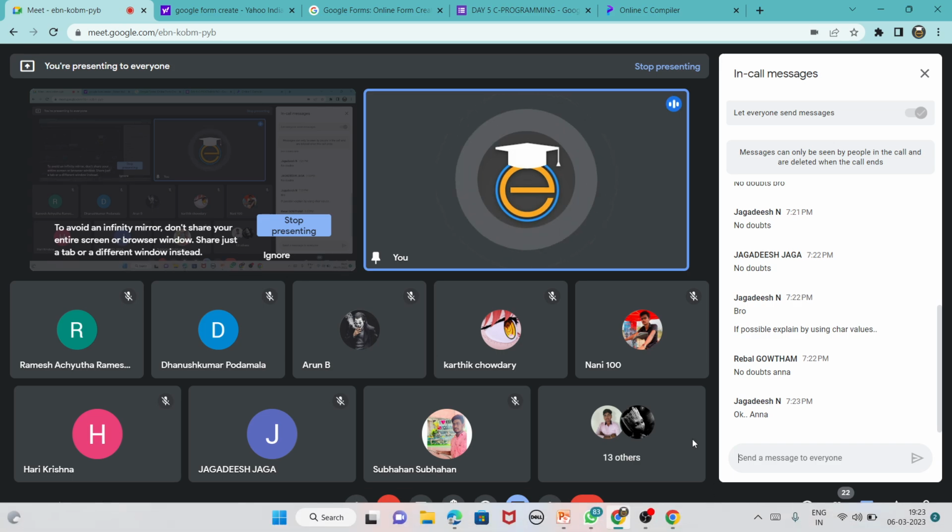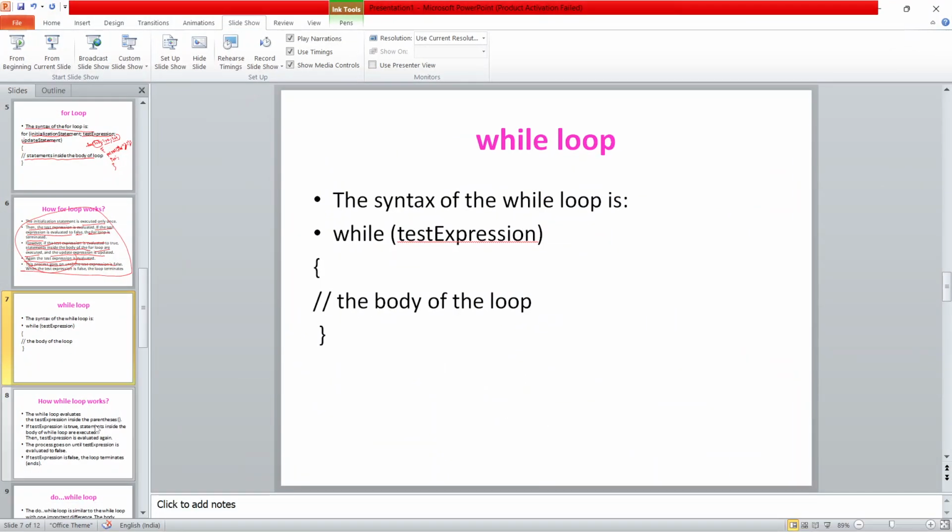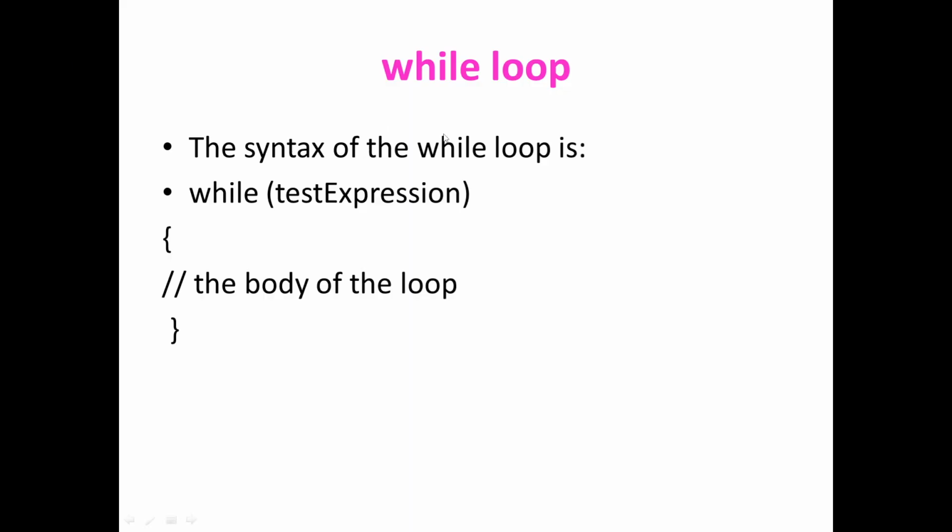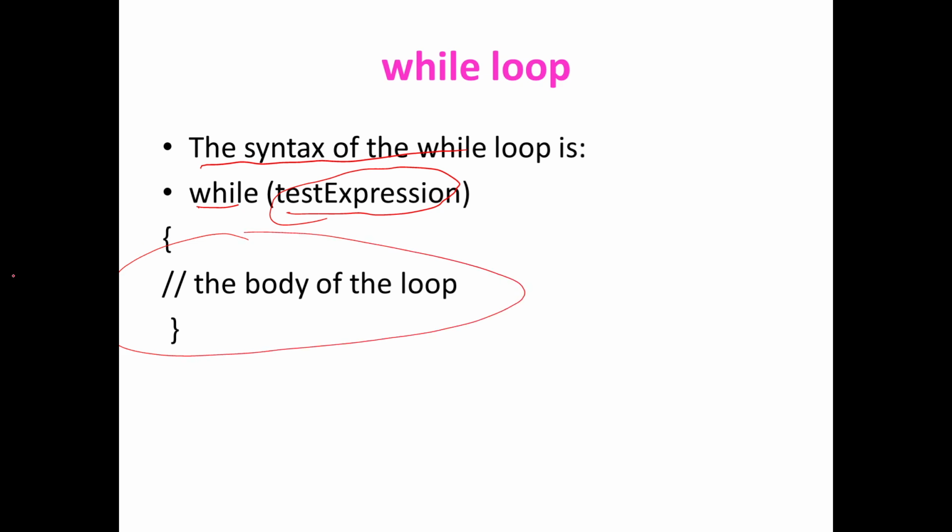Okay, guys, hope you have understood. Without wasting time, I'm going to the next topic, that is while loops. This is the syntax of the while loop: while, and here we give the condition. If this condition is satisfied, this block will be executed; otherwise this block is not going to be executed. This is how the while loop works.